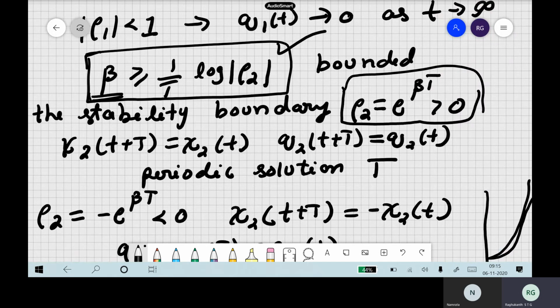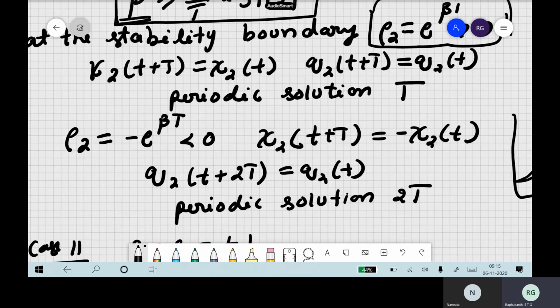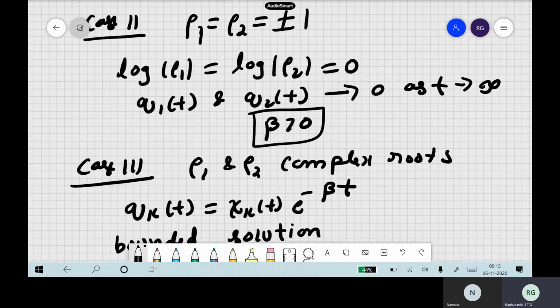So when there is damping, nothing else is going to change. The stability boundaries change from plus or minus 1 to e to the power of rho 2 equal to e to the power of beta T. So the boundary is changing. This happens for damped solutions.